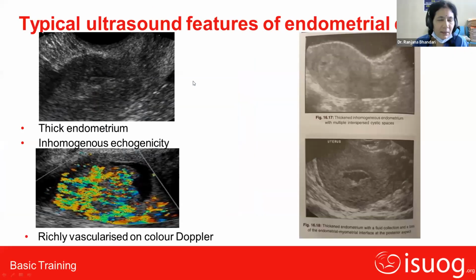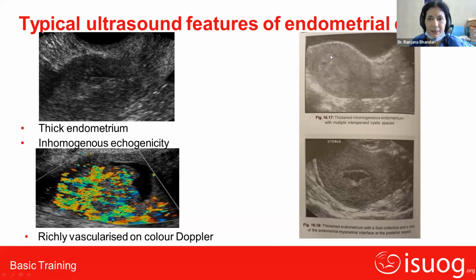So now let me tell about endometrial cancer, which is one of the very, very common gynecological cancers. In this, we have thick endometrium, irregular endometrium, inhomogeneous echogenicity. As we know, all cancers mean a lot of vascularization, neovascularization. So see, so much vascularity is there within the endometrial tissue. Over here, we are seeing thickened inhomogeneous myometrium with multiple small cystic areas. These are the cystic areas.